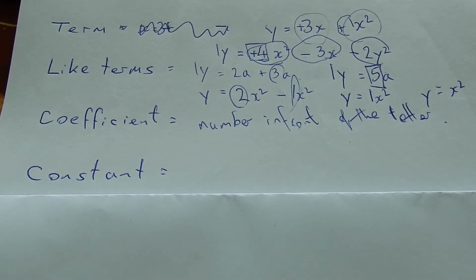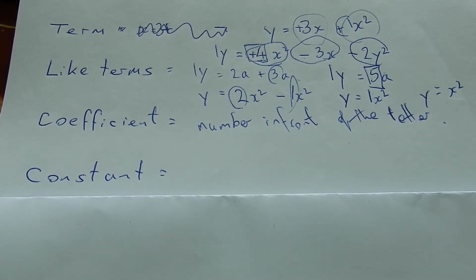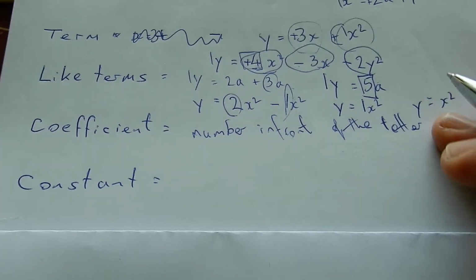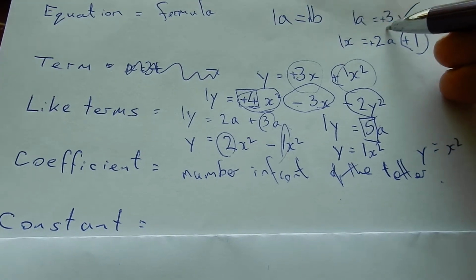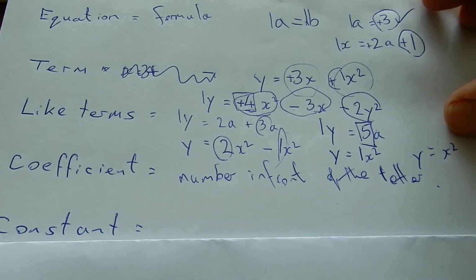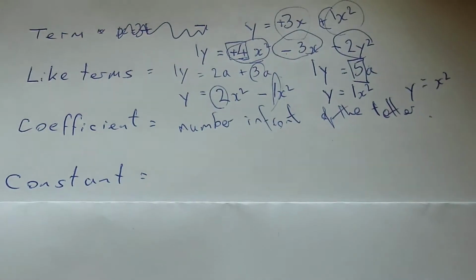Moving on, constant. The constant is the number that doesn't have a letter with it. So in this case, let's go back to this one here. The constant is plus 1. In this case, the constant is plus 3. It's a number without a letter on it.